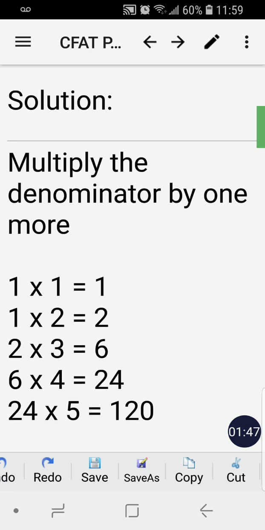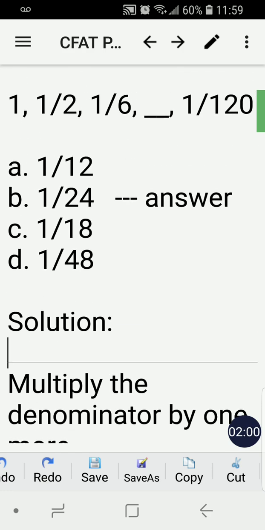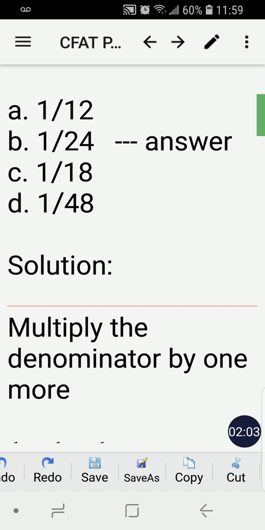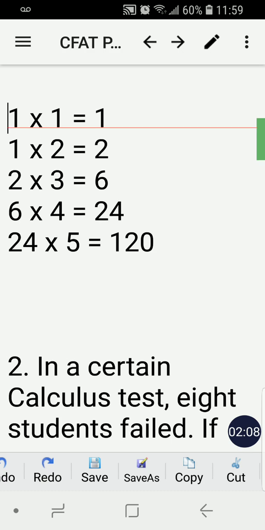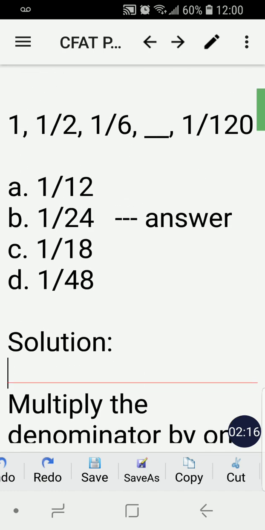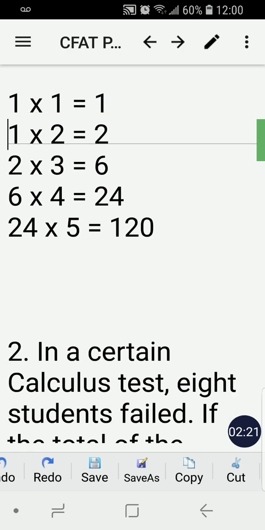So the key to the solution is to multiply the denominator by 1 more than the previous one. So I'll go up to show you the series again. There it is. And the denominator for the first number is 1. We'll multiply by 1. It's equal to 1. So the denominator for the second number in the series is 2. Then we multiply by 2. We got 2. Then we continue on.